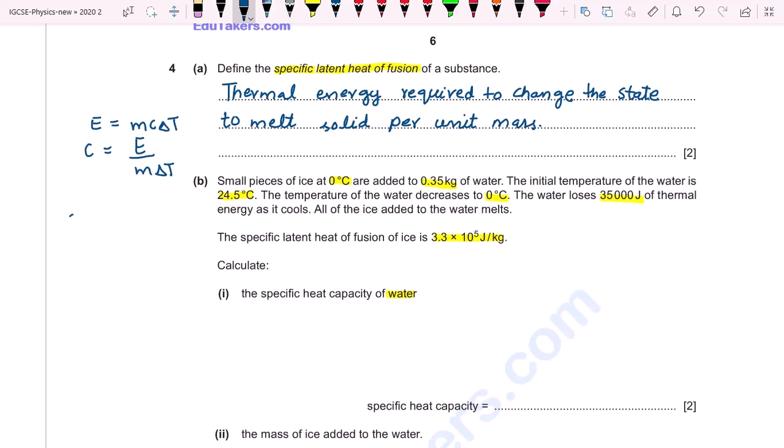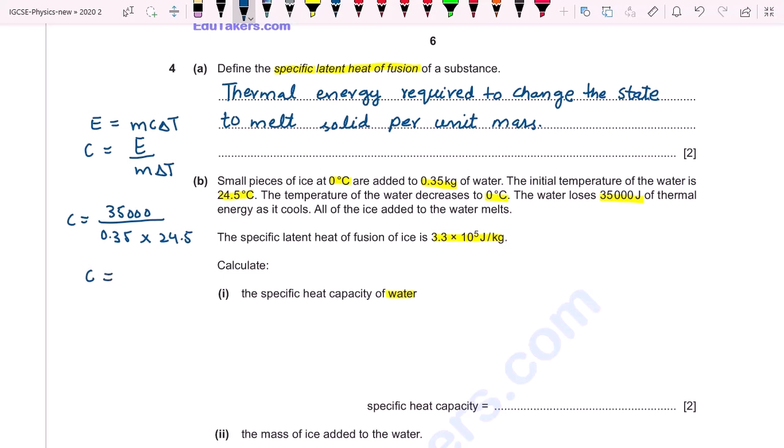So I write here C is equal to 35,000 divided by mass is given as 0.35 and change in temperature is 24.5 degrees C.